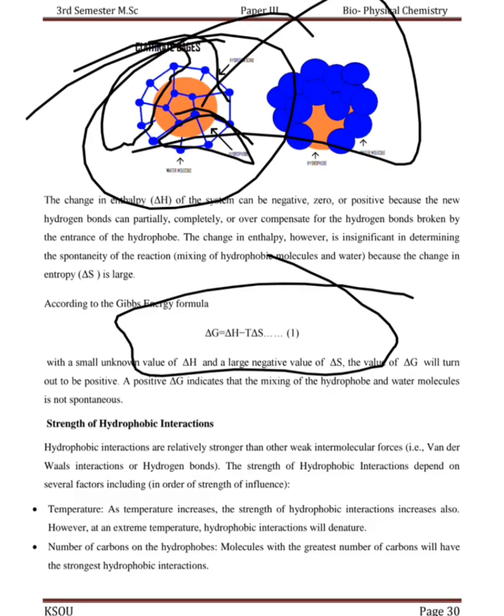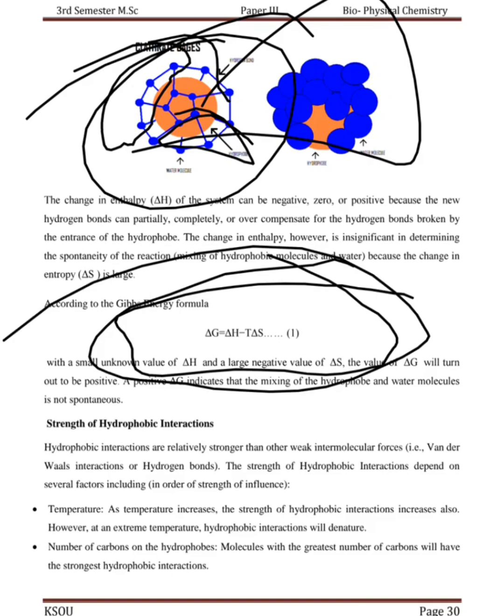Delta H is the enthalpy of the system. T is the temperature. S is the entropy. So the Gibbs free energy being positive, that we have discussed. I have told you again. When the Gibbs free energy is zero, that is the equilibrium state. When it is negative, the reaction is taking place. When delta G is positive, the reaction is not taking place.